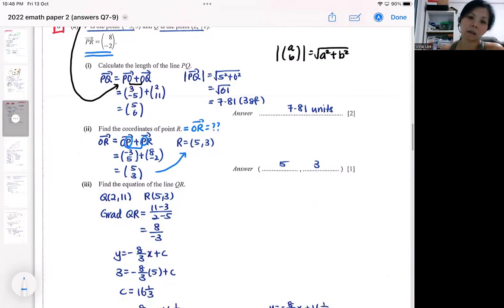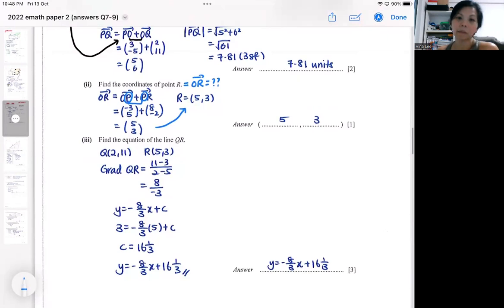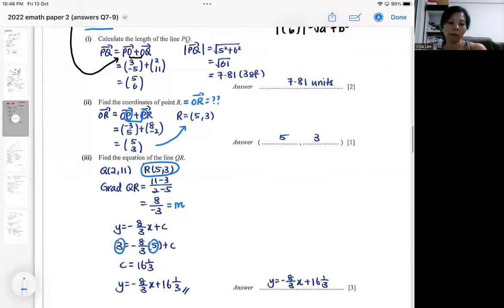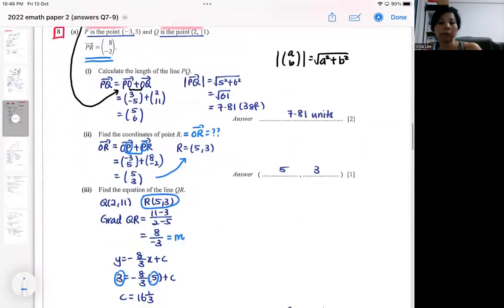Then the last part here will also be quite easy. It's just taking the gradient, and find the gradient first. And then use any of the points to find C. So I use this point to find C. So it's the usual coordinate geometry. How do you find the equation? You need one gradient, you need one point, and then you can find the equation. So this part isn't that difficult. Most people should be okay.